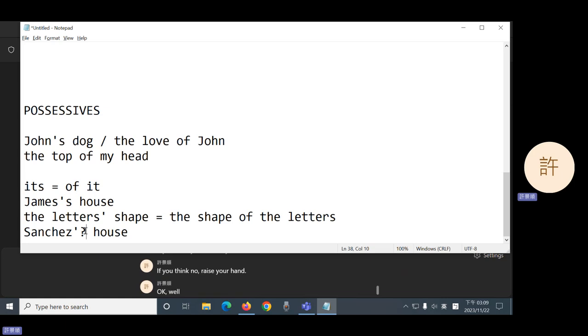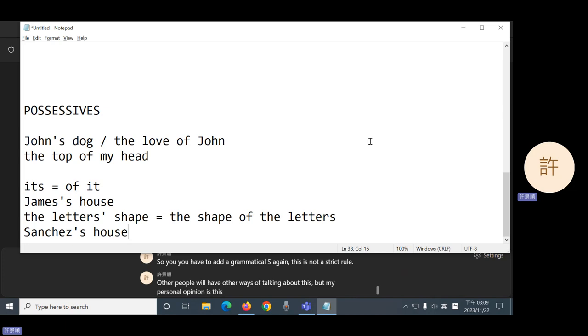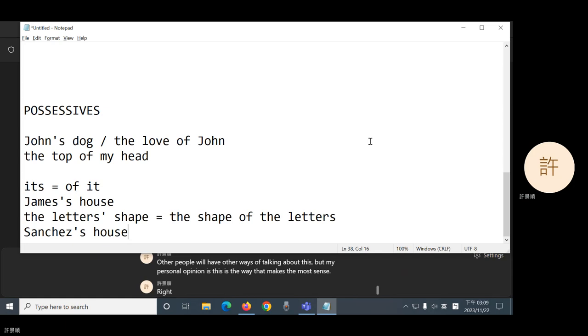Okay, well, actually, it follows the same rule as James. So you do need to add an S. Right? This Z is not a grammatical Z. It's part of the name. So you have to add a grammatical S. Again, this is not a strict rule. Other people will have other ways of talking about this. But my personal opinion is this is the way that makes the most sense. Right. Questions about possessives.